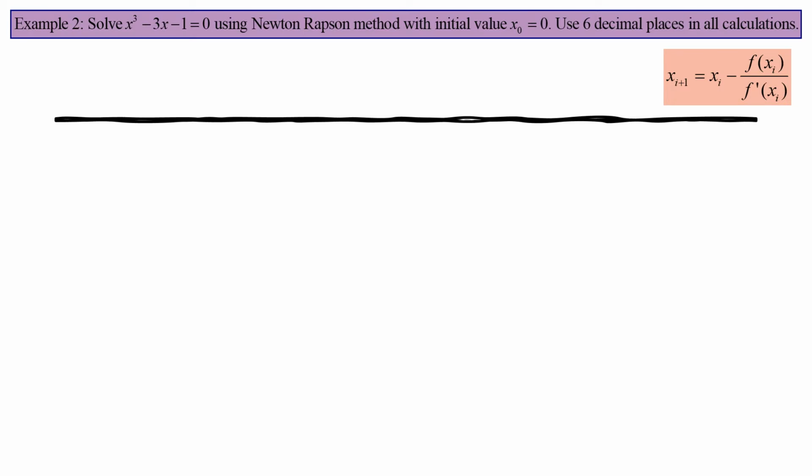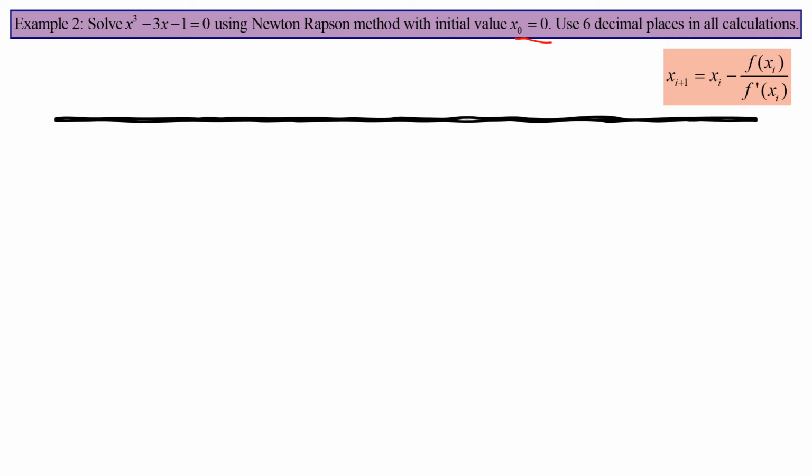Okay, let's move to the next example. Solve x cubed minus 3x minus 1 equals 0 using the Newton-Raphson method with initial value x0 equals 0. Use 6 decimal places in all calculations. So the question gives you the initial value x0 equals 0 and f(x) equals x cubed minus 3x minus 1 equals 0. For this question, the absolute error value is not given, so you don't have a stopping criterion.